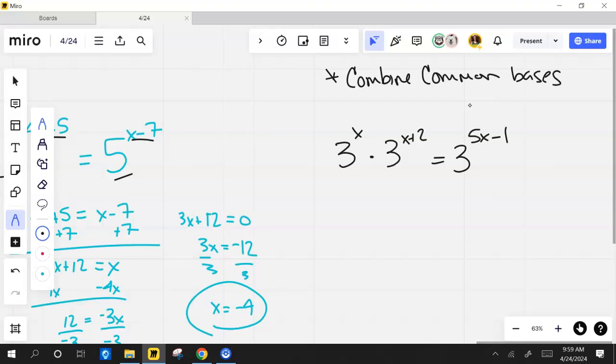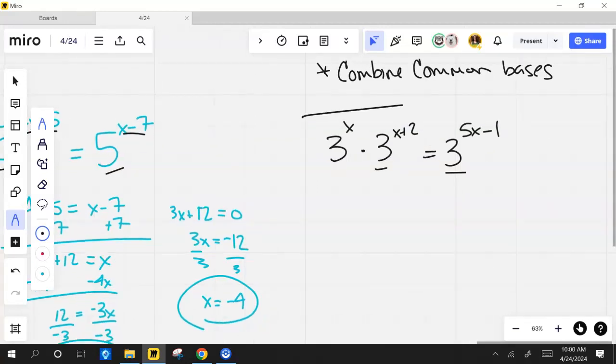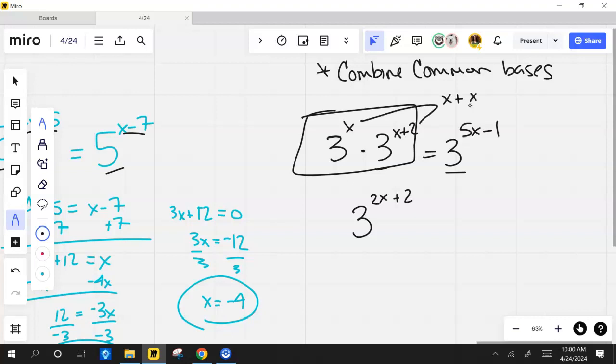Whenever you're doing anything, this little trick that I'm showing you only works if it's one thing equals one thing, and the bases are the same. So x plus 2. On the left side here, the exponent becomes what? What's x plus 2? 2x plus 2. All I'm doing is adding the exponents.